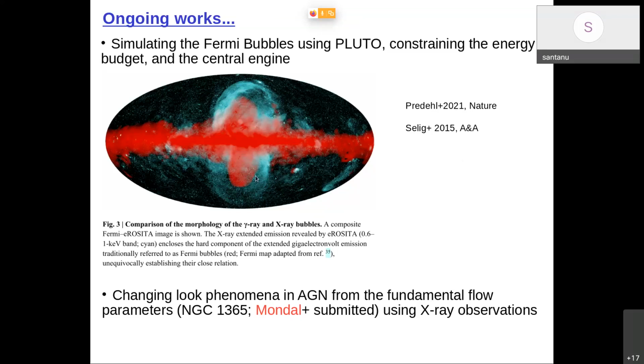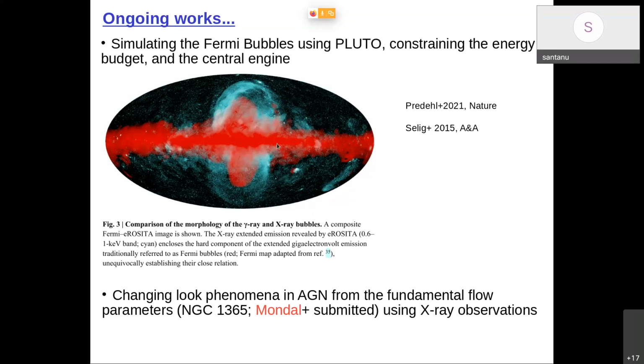the Fermi bubble, long ago in 2010. So in our study we are trying to simulate these Fermi bubbles and try to constrain what the energy should be, because there are models like star formation or AGN jet. They explain that the energy budget of these bubbles is quite high. It can be around 10^55 or 10^56 ergs.